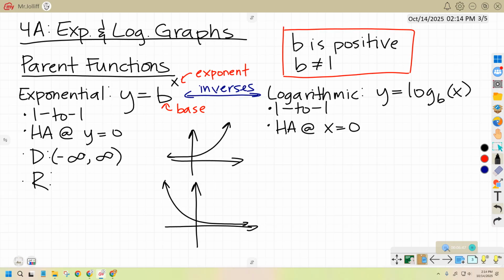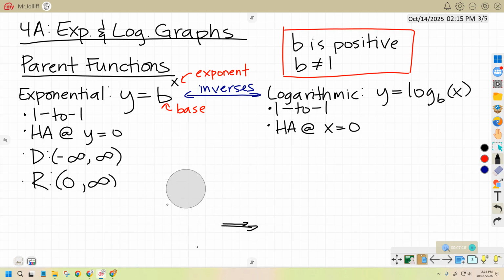Next, we need the range, so we're looking up to down, or down to up, rather. We're scanning vertically. Yes, Bruno? It does not go past 0. Very good. Because we have a horizontal asymptote at y equals 0. So we know our smallest is 0, open. Where's the highest point? Infinity, because it's got an arrow up there. Yeah, good. I'm going to remove these sketches.